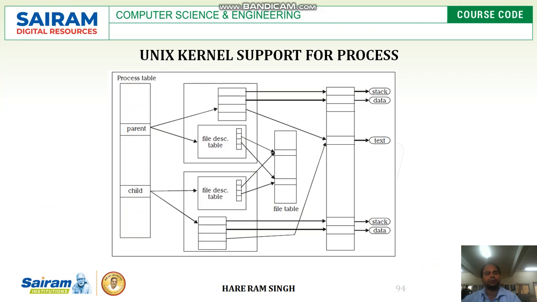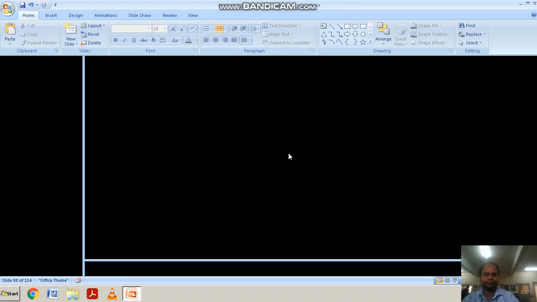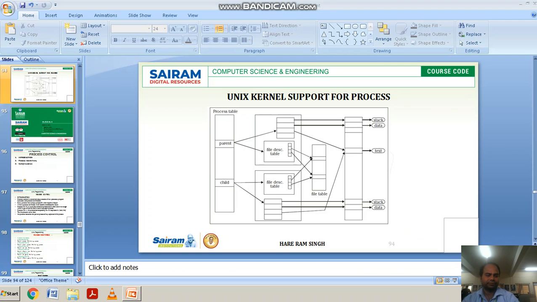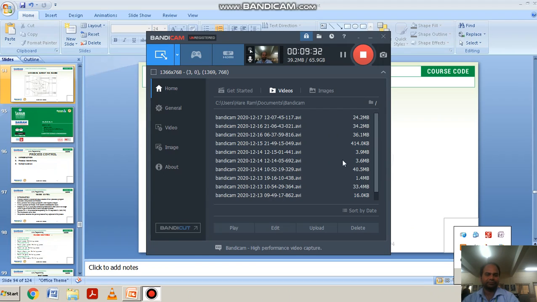So this is all about the Unix kernel support for a process. This is how Unix supports the process. This is all about the internal mechanism when a child process gets created and when it gets executed. So we will wind up the topic here. Thank you very much.